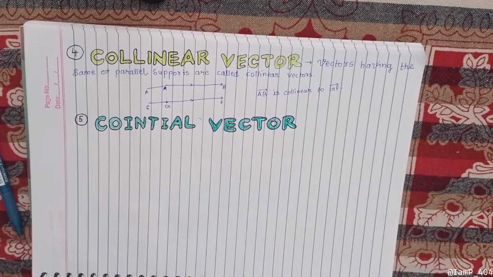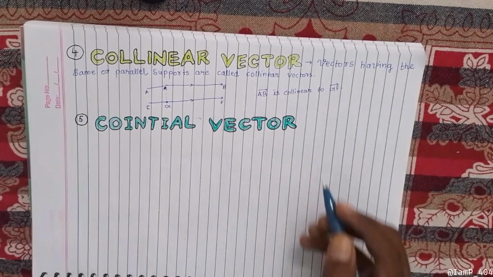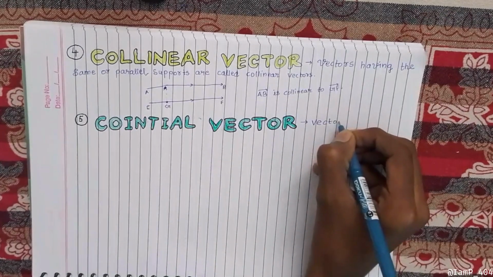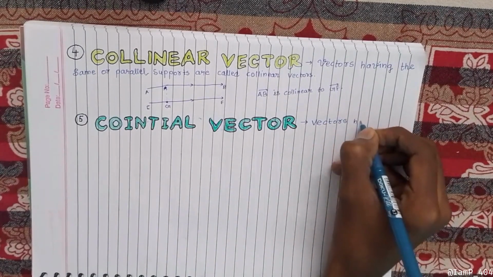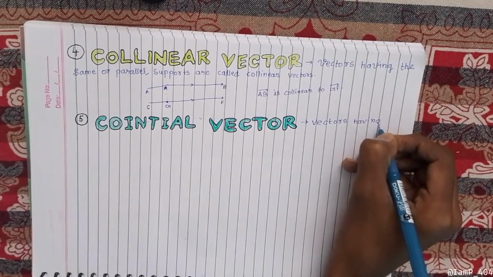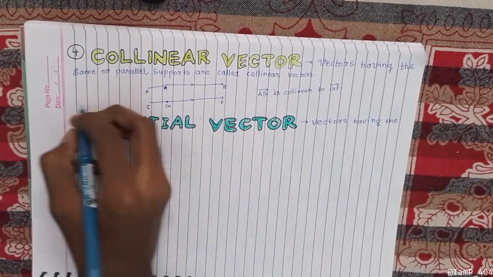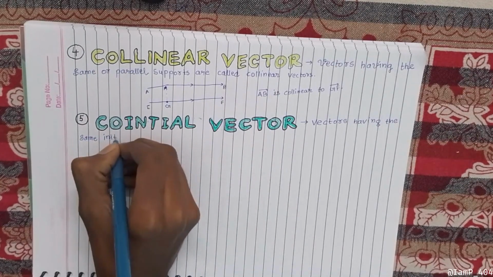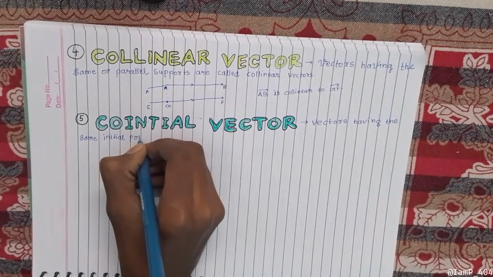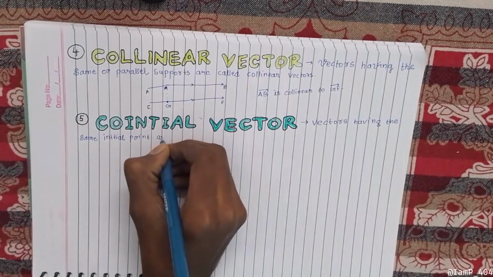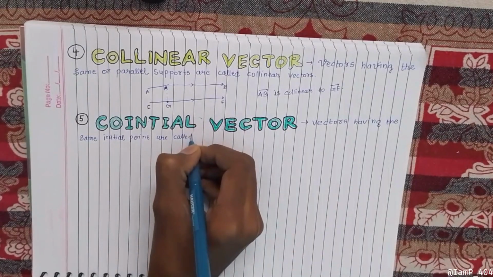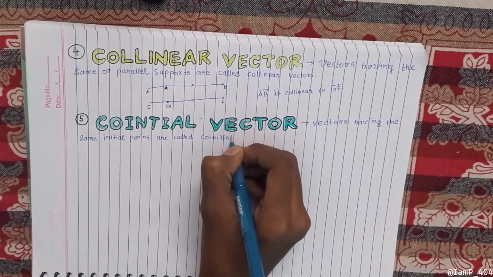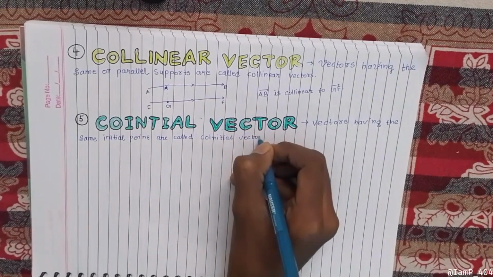This is co-initial vectors. I don't even need to see the definition because it's very simple. Vectors having the same initial point are called co-initial vectors. This time I'll write the spelling: co-initial vector.